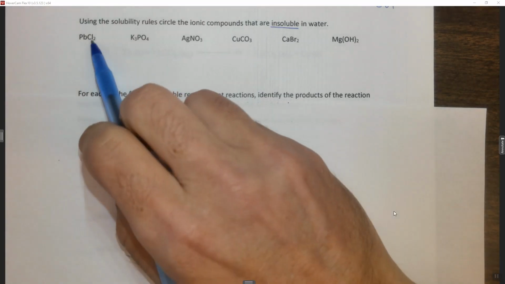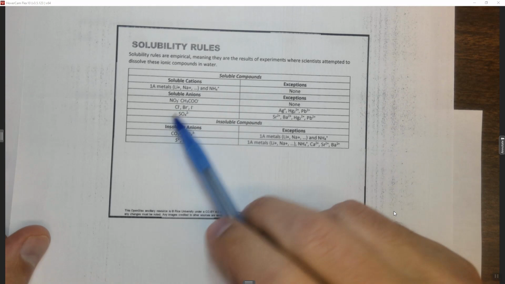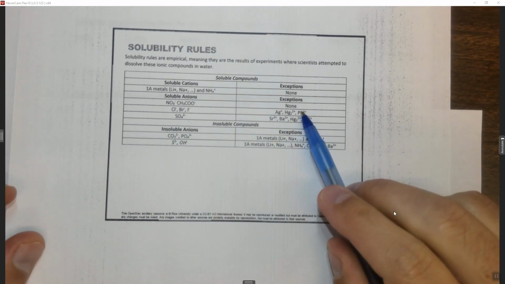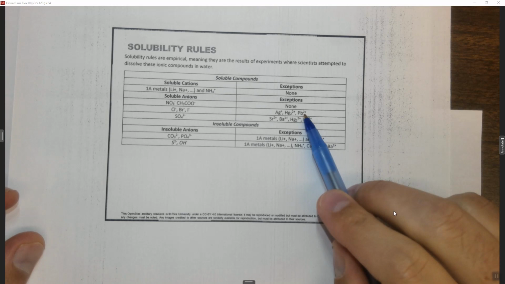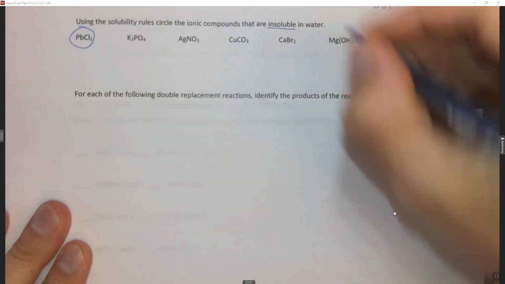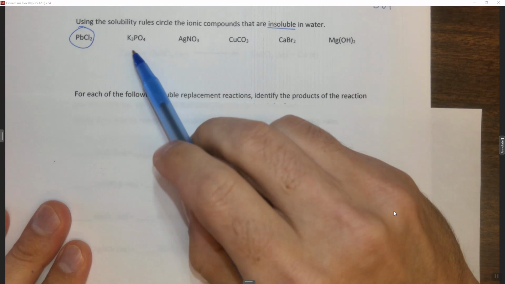So we want to find the chloride. So chlorides are on the top, so they're generally soluble. But if you look here, lead 2 plus is an exception. So lead 2 chloride is an insoluble compound.